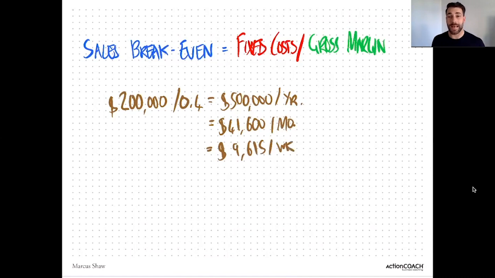So right now is a really critical time for you and your business. You need to know what your sales break-even figure is, and you really need to know it in a much tighter time frame than you otherwise would. So if you're used to calculating it on, say, a weekly basis, we now need to know that on a daily basis. Why do we need to do that?